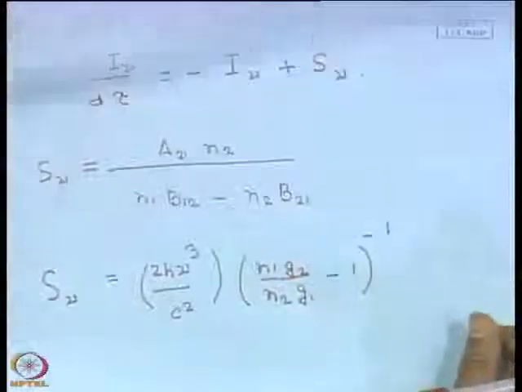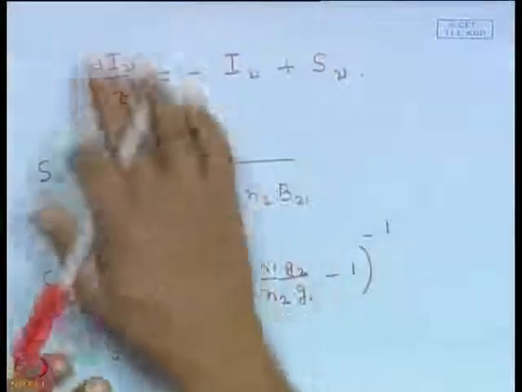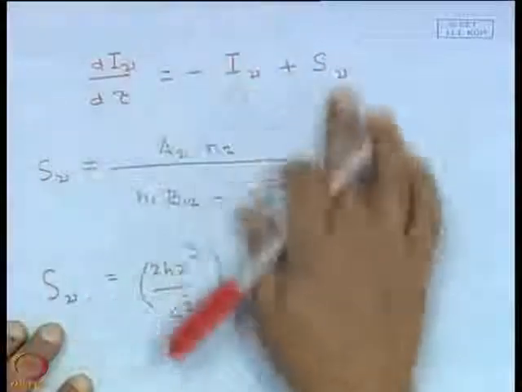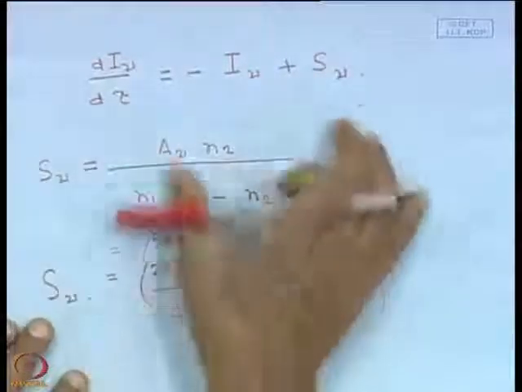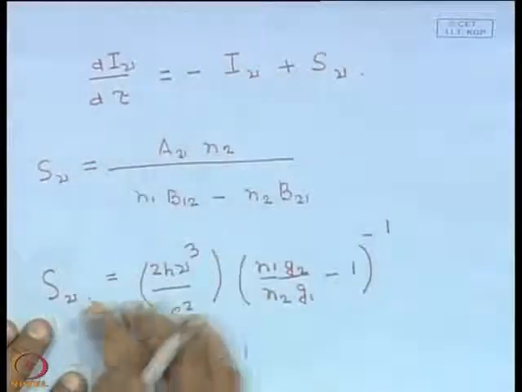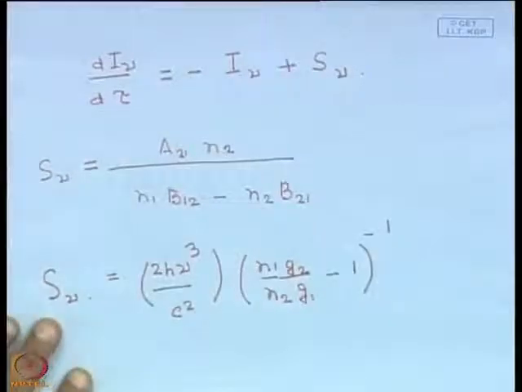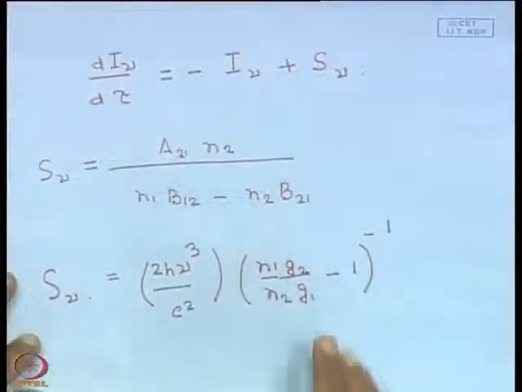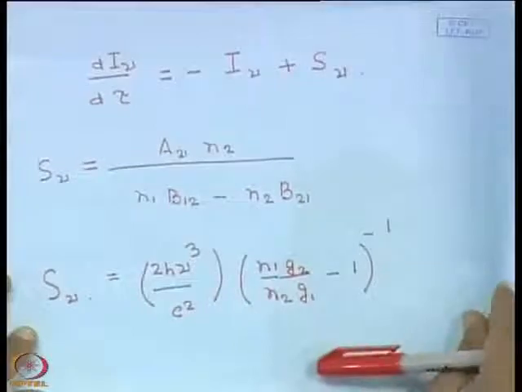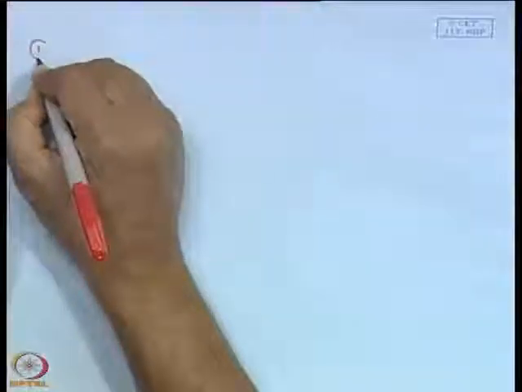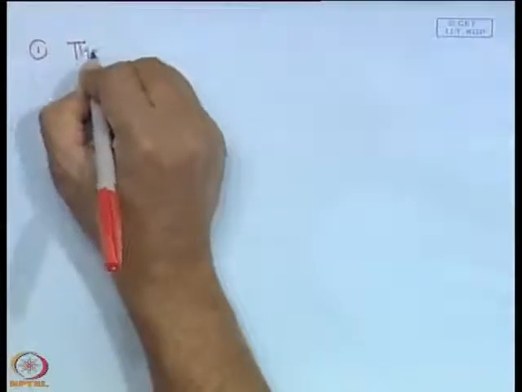So, let us look at the radiative transfer equation. The radiative transfer equation is given over here, and the important thing over here is the source function. Now, there are two possible situations that we could have. The first one is thermal emission.